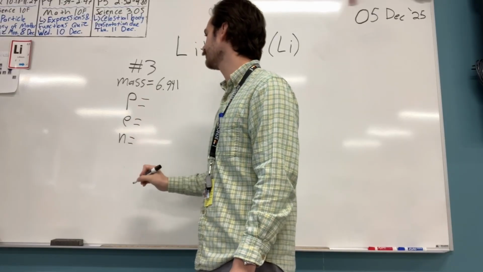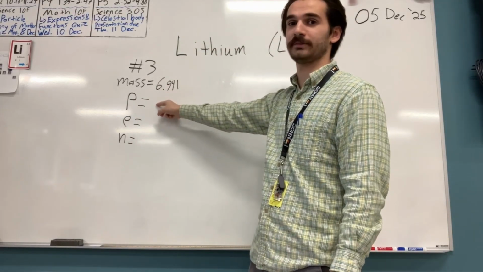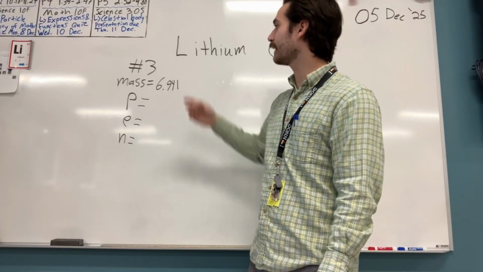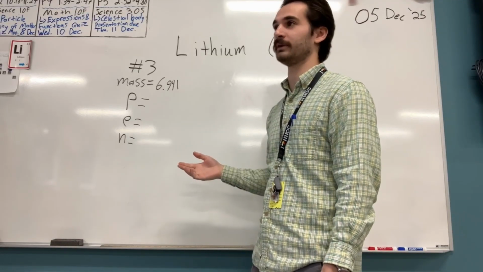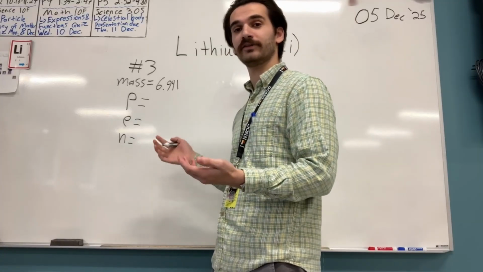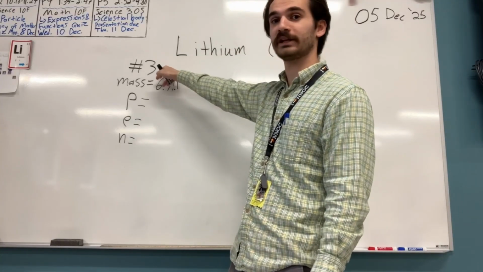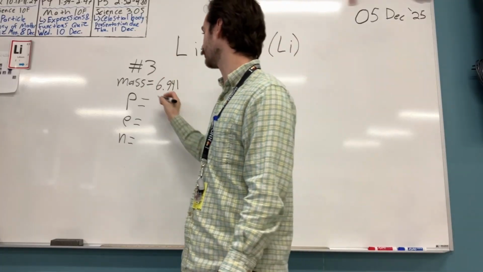Now for protons, it's easy. The atomic number is always the same as the number of protons. If we had atomic number 4, we wouldn't have lithium anymore. We would have the next element up, which is beryllium. If we had one less, we would have the element before that, which is helium. If we have lithium, lithium is atomic number 3, we know we have 3 protons always.